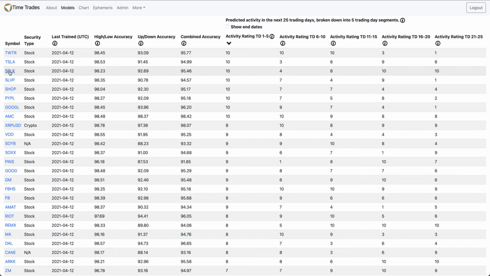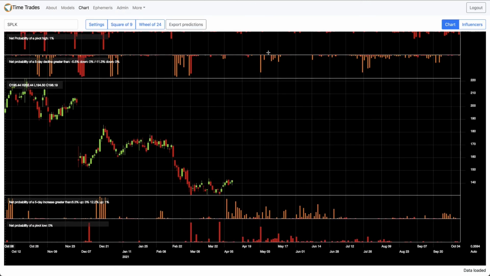The other one I entered this morning was Splunk, and what I really liked about Splunk here was that we've got up volume, and yes, not up volume, but a probability of a 5-day increase. We've got up days that are forecast, and it's going into a 10% probability of a pivot high on Friday. Okay, so that tells me that there's good alignment there between the two models that are used.